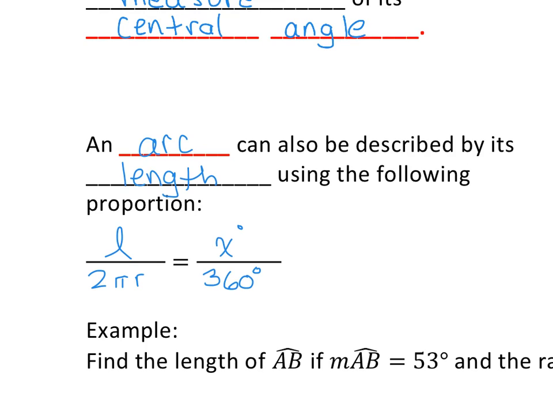This should be kind of intuitive. Let me do a few labels here. This L is arc length, and some people use a lowercase s for that. The 2 pi r is the circumference of a circle. This x is the central angle, or I call it the inscribed angle. And 360 degrees is the entire circle angle. So this proportion should make some intuitive sense.